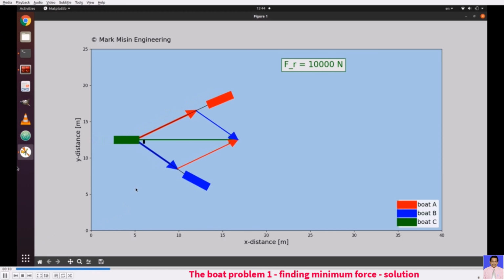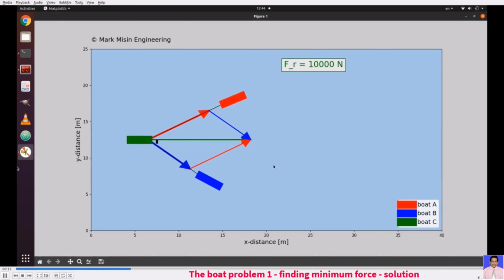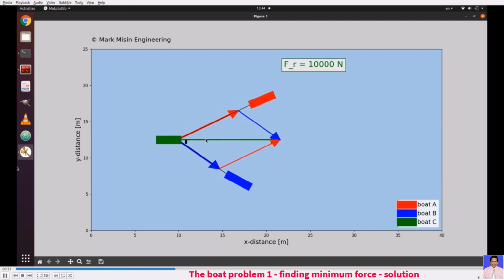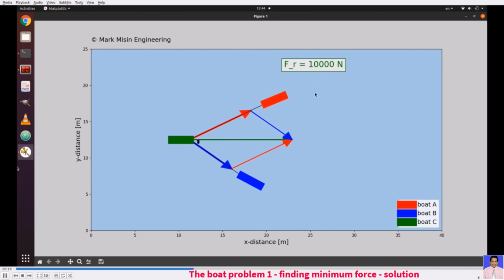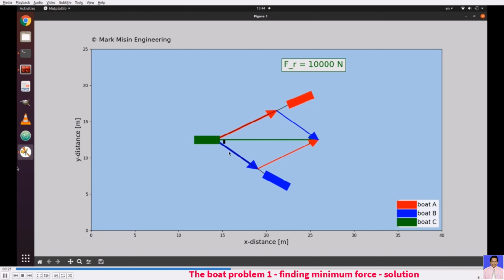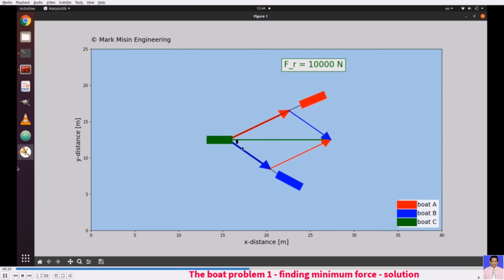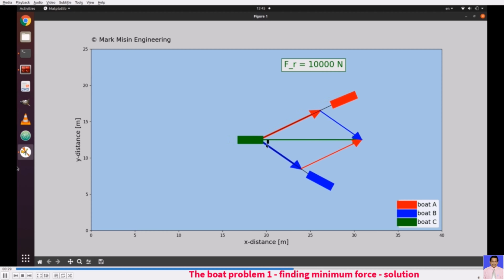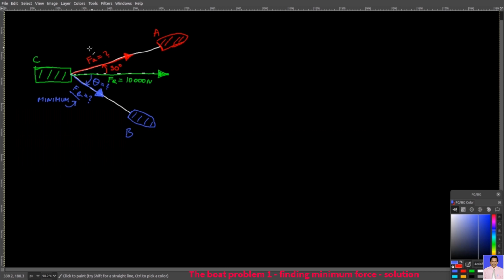Welcome back. So now let's try to solve this exercise where you know that your resultant vector needs to be 10,000 newtons, but you don't know your FA, nor FB, nor theta. And so another condition is that your FB needed to be minimum. So let's try to solve this problem now. Let's see if we can figure this out.